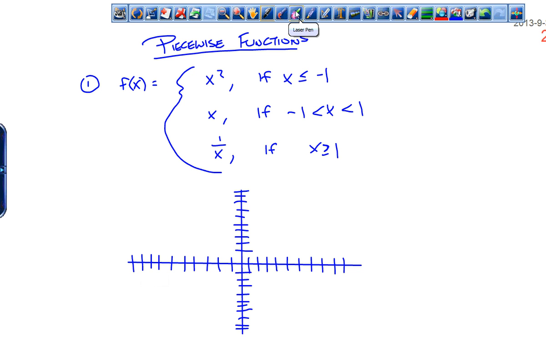All right, piecewise functions. In a nutshell, we're taking pieces of random lines, shapes, whatever, and putting it all together and making one function. That's where the name piecewise comes from.